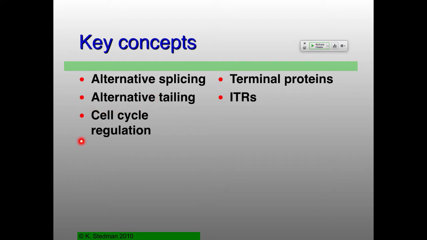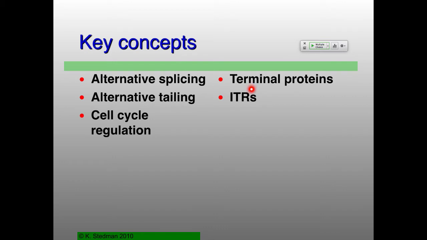Not surprisingly, this is a double-stranded DNA virus, so it messes with the cell cycle. And we already talked about at least one of the proteins in comparison to the polyoma and papilloma viruses. So double-stranded DNA viruses need to regulate the cell cycle because otherwise the cell is not going to be making DNA. One thing that's very different about these viruses, they have terminal proteins.